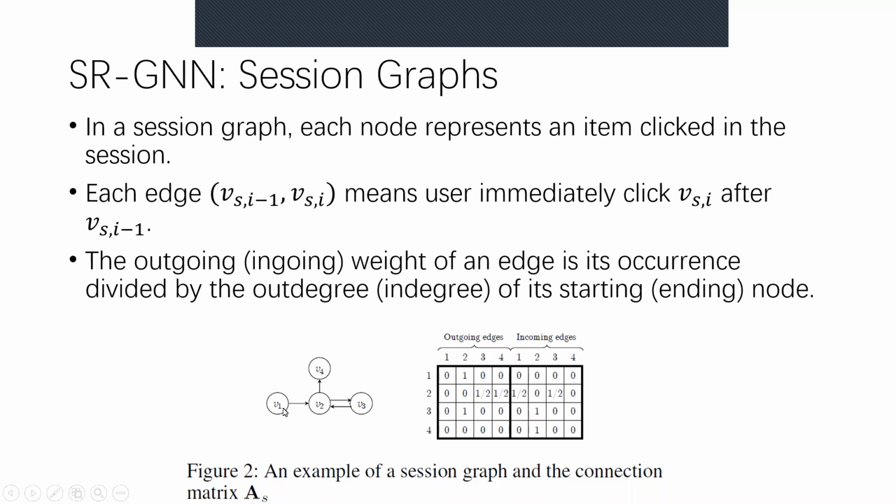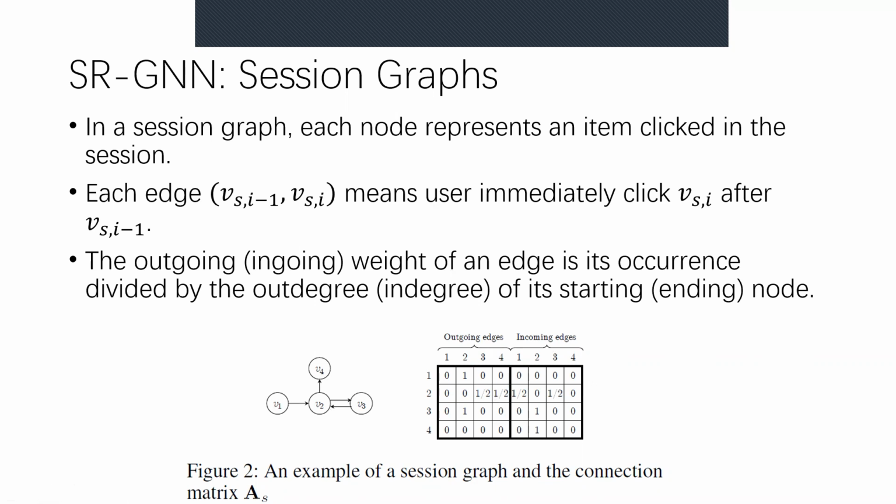For example, for the edge (v1, v2), the outgoing weight is 1 because its out degree is 1, and dividing the occurrence 1 by it is still 1. The ingoing weight of (v1, v2) is actually 0.5 because there are 2 edges coming into v2, so it's divided by 2, which is 0.5.